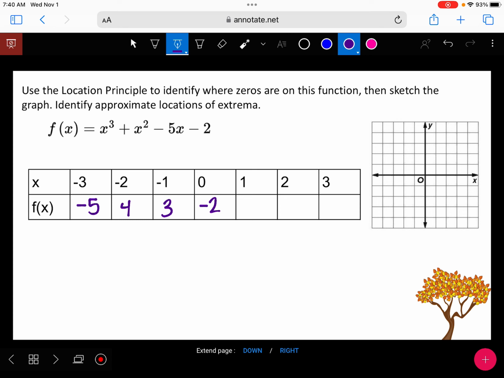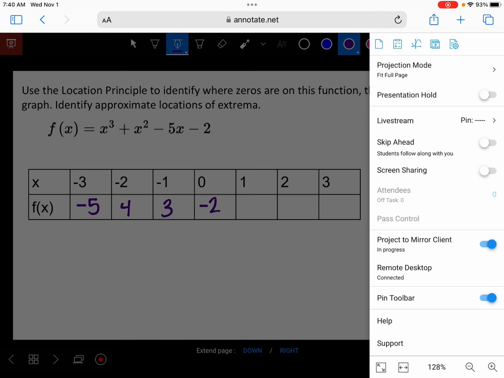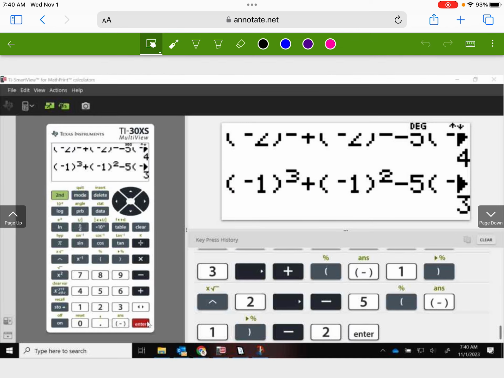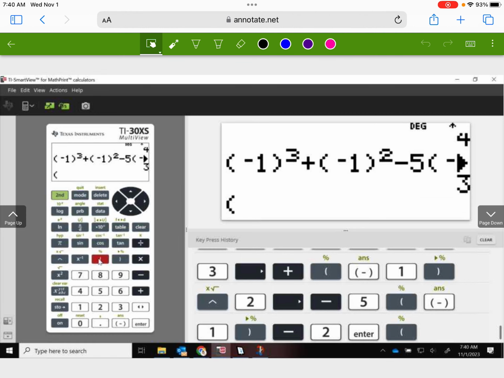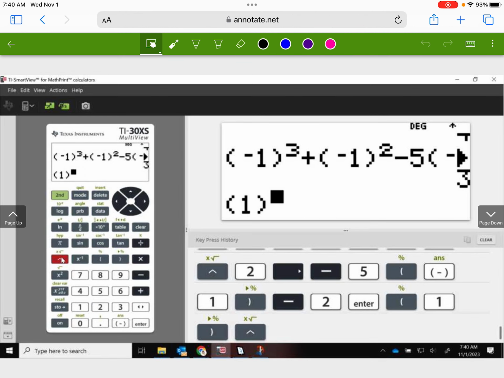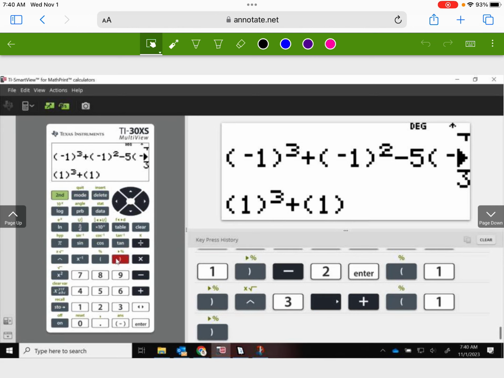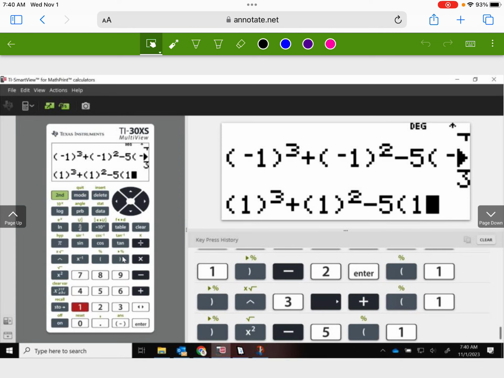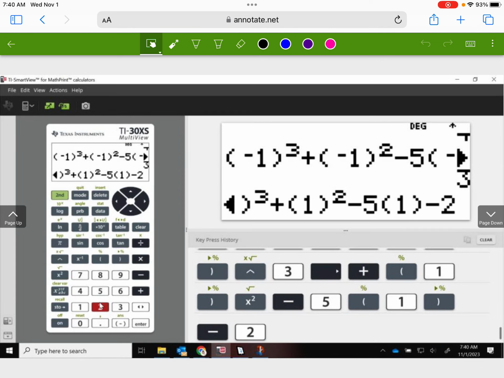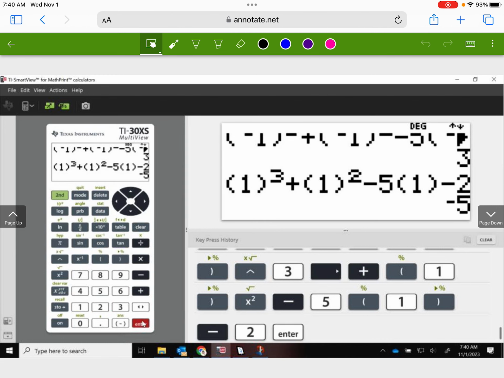Three more on this one. So we're going to substitute in our 1. 1 to the 3rd plus 1 squared minus 5 times 1 minus 2. And we have -5.